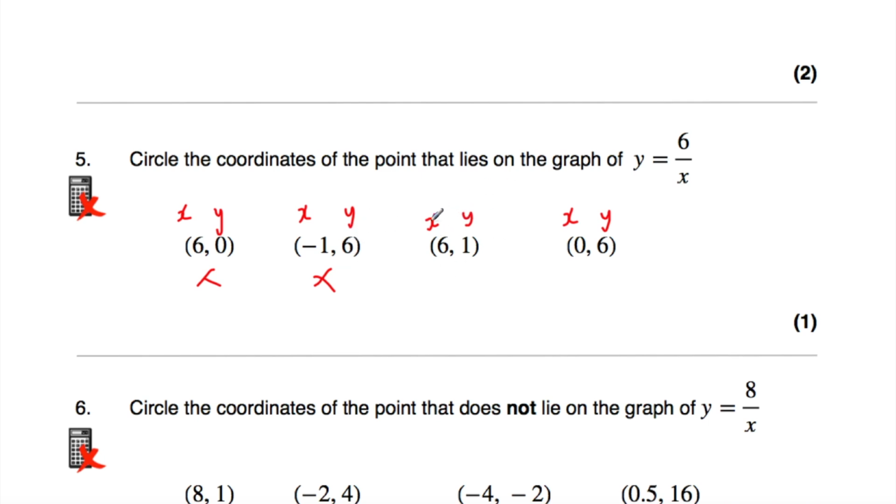This point here, if x is equal to 6, you have 6 divided by 6, that's equal to 1. So that one works. That one actually does lie on this graph, the graph of y equals 6 over x. So that point, I'm going to circle it.